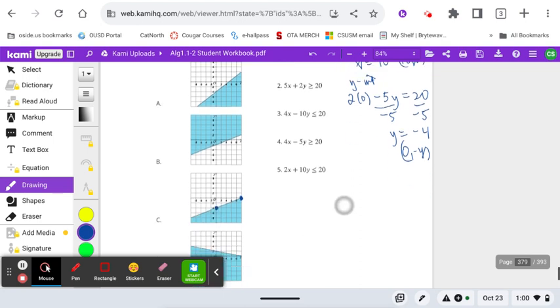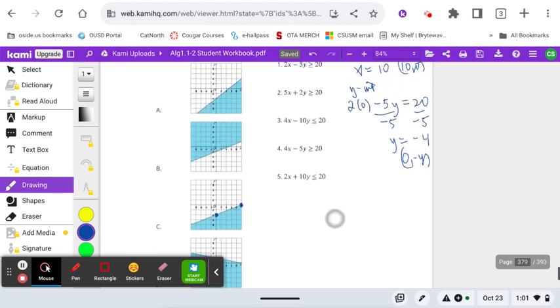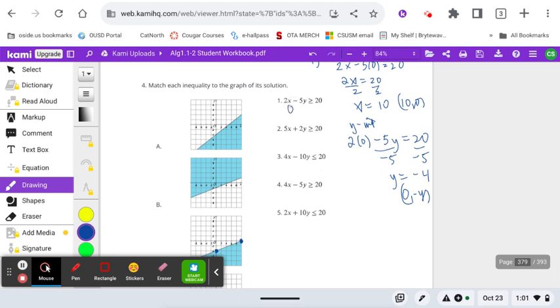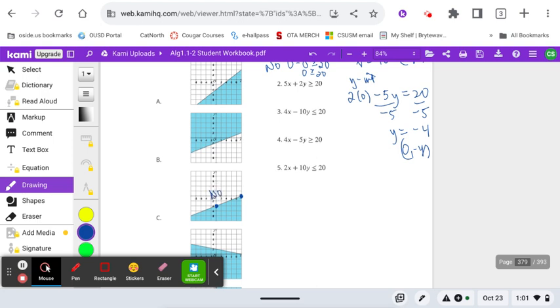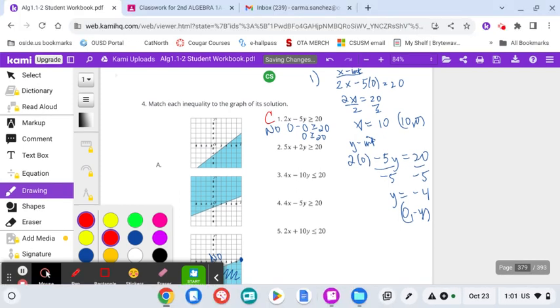Now, since there's not more than one with those intercepts, we can assume the shading is good, but I'm going to show you the 0, 0 test point and how we would do that just to be safe. 0 minus 0, is that greater than or equal to 20? No. So 0, 0 is not a solution to the system, and we notice that the other side is shaded. So C is the valid solution to number 1. You're going to go do the same thing to 2, 3, 4, and 5 and see which graph it matches, okay?